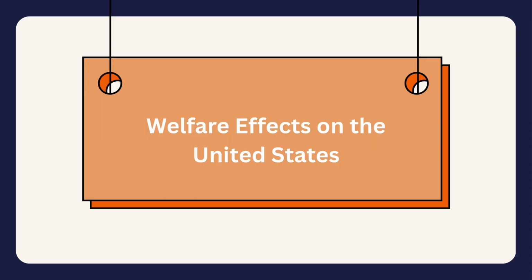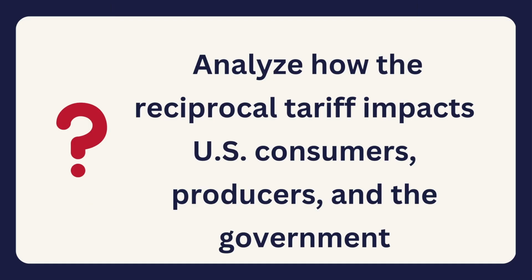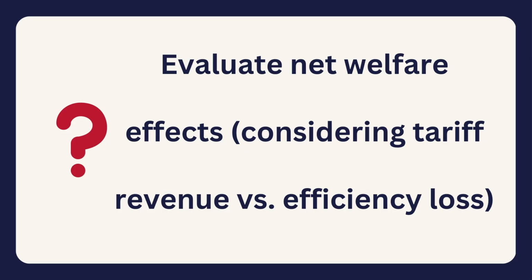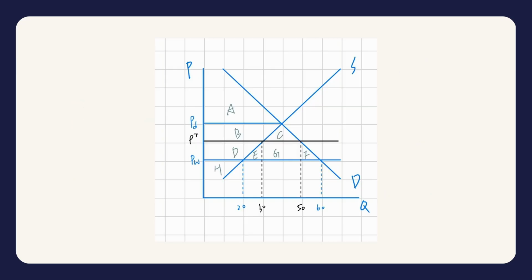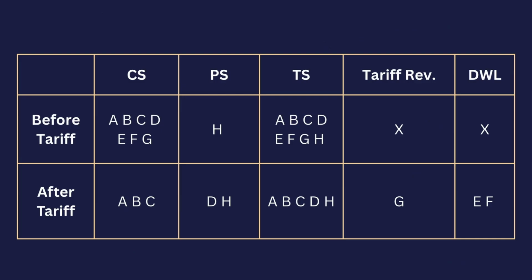Okay, the last question. Welfare effects on the United States. Analyze how the reciprocal tariff impacts U.S. consumers, producers, and the government. Evaluate net welfare effects considering tariff revenue versus efficiency loss. Okay, let's look at the diagram first. And here is the comparable form.